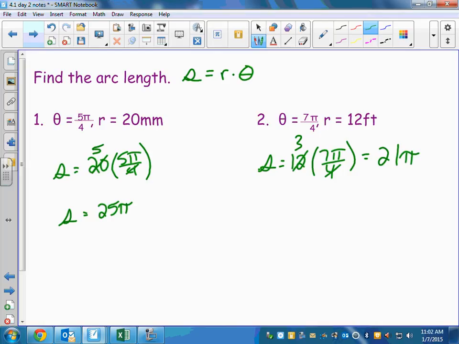Yes? Yeah. And when we're talking about arc length, if you wanted to put units on it, you would say the length of that arc is 25 pi millimeters, 21 pi feet. But you don't have to put units on it, but in case you're wondering.